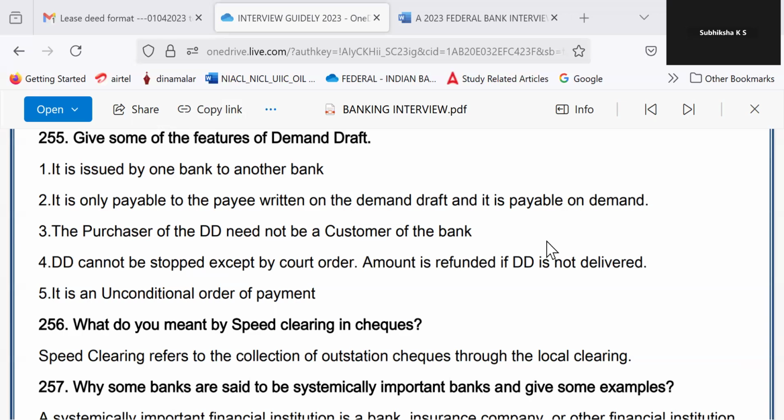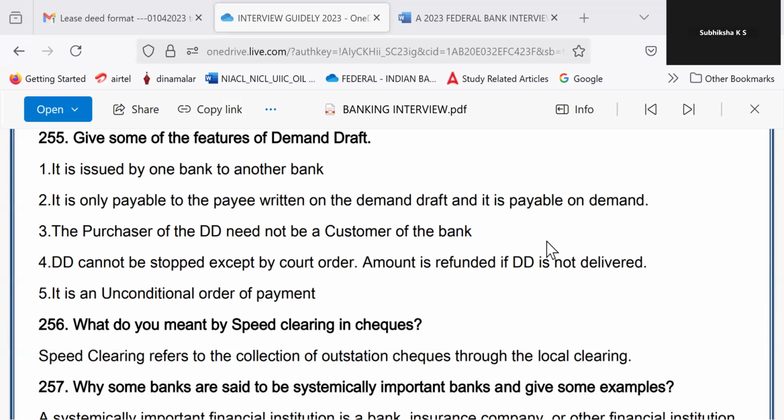It is only payable to the payee written on the demand draft, and it is payable on demand.